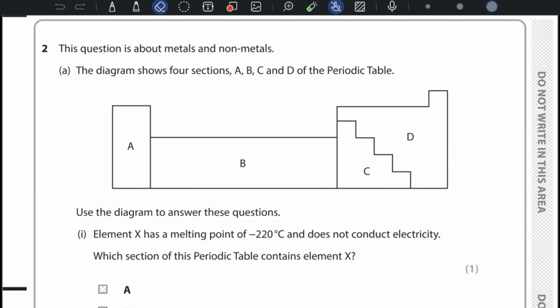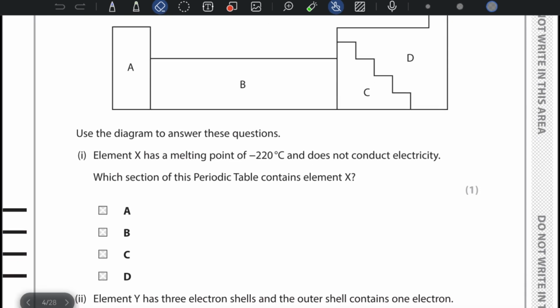Let's start solving question 2. This question is about metals and non-metals. The diagram shows 4 sections A, B, C, and D of the periodic table. Use the diagram to answer the following questions.